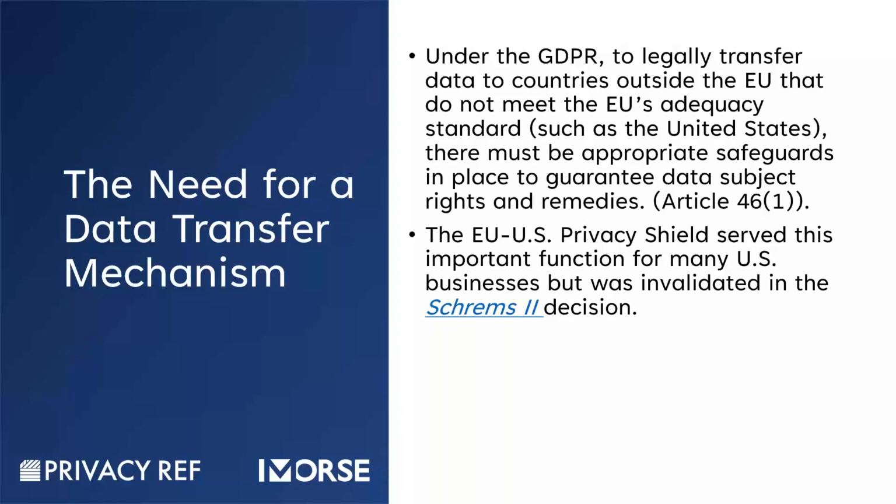It's to try to provide the data with a minimum adequate level of protection that the data would receive if it were in the EU. The EU-U.S. Privacy Shield, and prior to that, the Safe Harbor program, served this function for many U.S. businesses. U.S. businesses would certify that they would treat the data a certain way, and they would certify this to the U.S. Department of Commerce. But the Privacy Shield was invalidated in the Schrems II decision last summer.